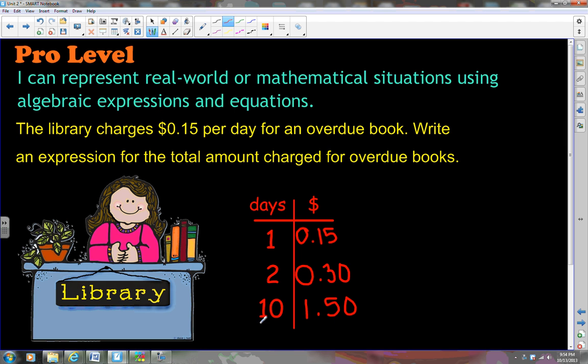Well, what I did is I took the 10 days, and since it's 15 cents per day, I'm going to multiply those two together. So my equation is going to look like this: 15 cents times the number of days. So my mathematical expression looks like this, 15d.